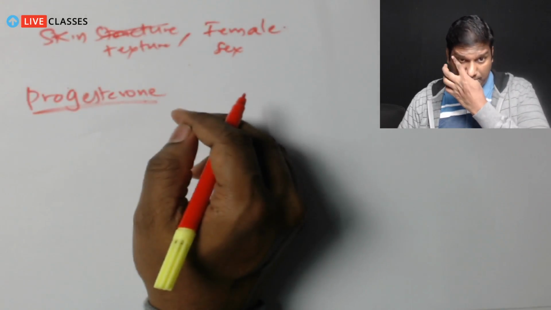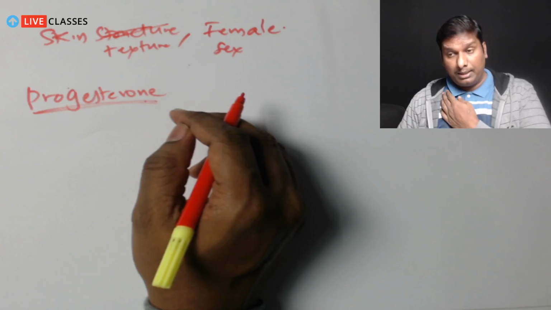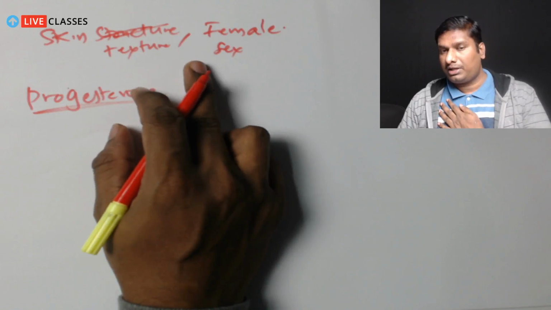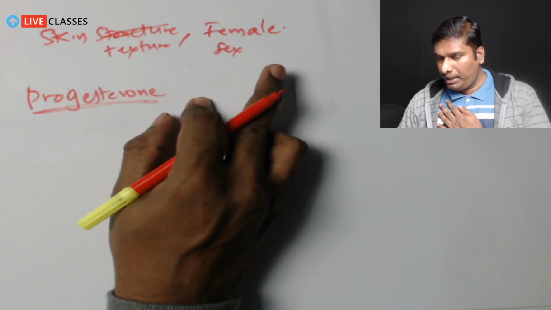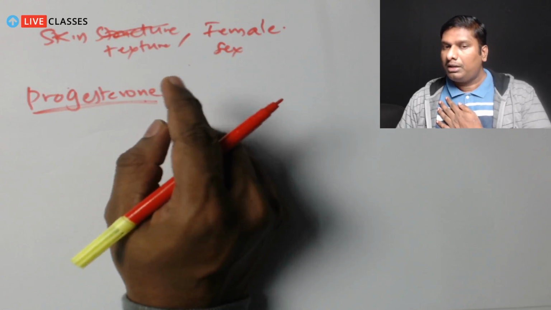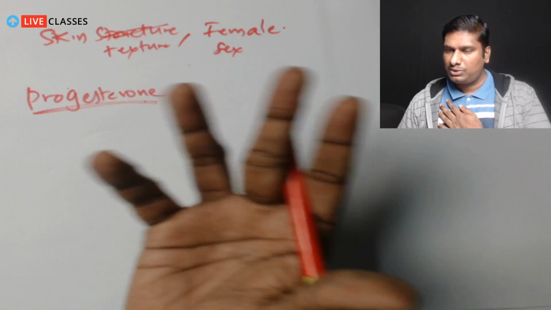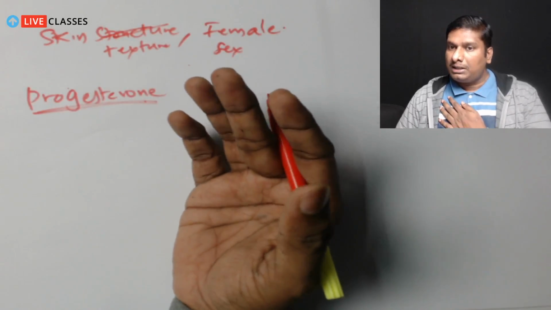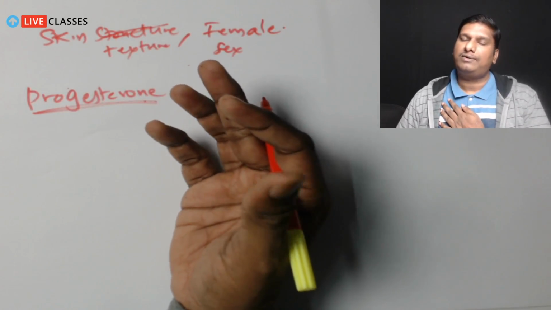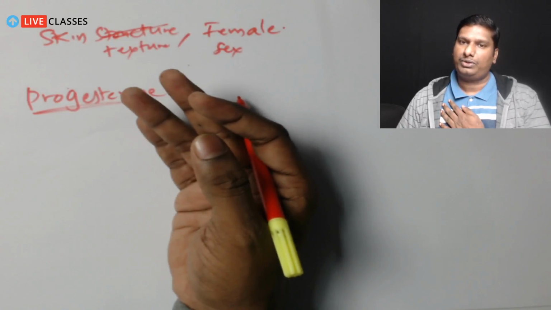So at this point, let me tell you something. Estrogens are produced by the cortex region of the ovary. However, when a woman becomes pregnant, as soon as the placenta forms, the placenta also secretes lots and lots of estrogen and progesterone.